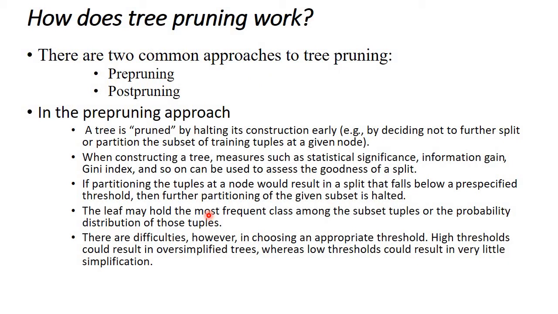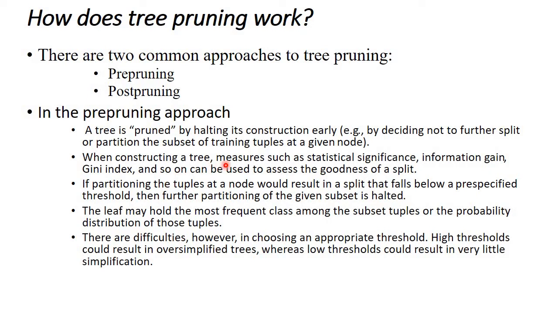So how does tree pruning work? Basically, there are two types of pruning. The first one is pre-pruning and the second one is post-pruning. So what do you mean by a pre-pruning approach? If a decision tree is pruned as and when it is constructed, then the approach is said to be pre-pruning.